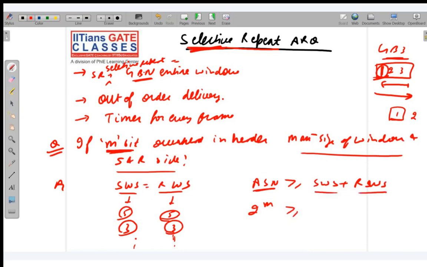So sender window size and receiver window size are both the same, so let us say it as 2x. X is equal to 2 power m by 2, that is 2 power m minus 1. Above it is minus 1.